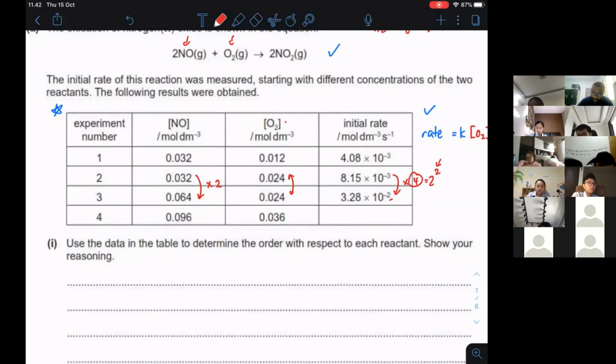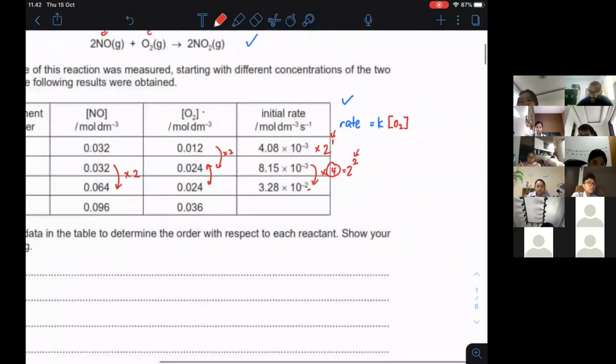Like just now, when you times by 2, this is also times 2, because 2 to the power of 1, so that is actually first order. Okay, so this is going to be second order with respect to NO. So you put second order. As simple as that.